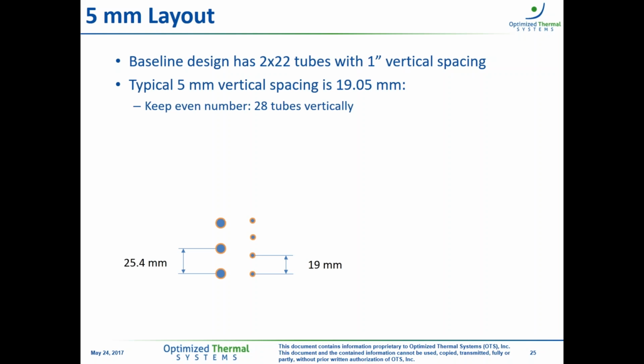So we can place 28 tubes vertically in the same space as what we could only fit 22 tubes in for the 3/8-inch tube. And this is just a visualization to show the scale of that, how much smaller the 5 millimeter tubes are than 3/8, and how many more tubes we're able to fit into the same vertical space.